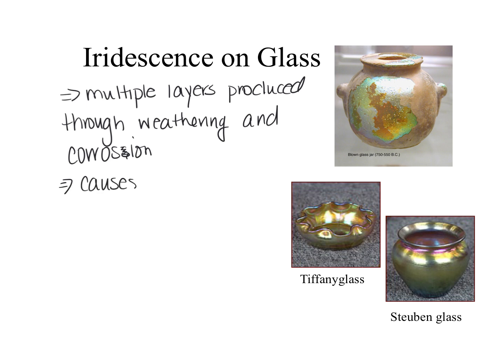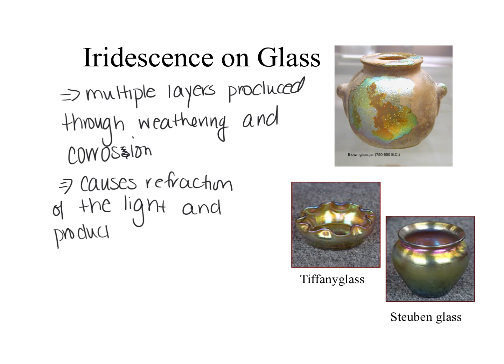It causes refraction of the light, and the production of interference colors. So this is a flashback there to our light chapter where we talked about interference and refraction and reflection. And so you can see this in kind of ancient glass, which is shown here, and then in more modern glass as well.